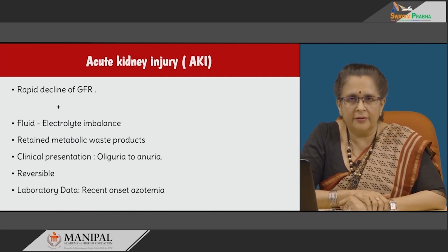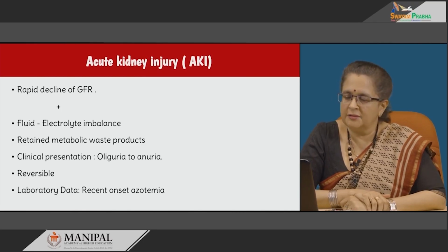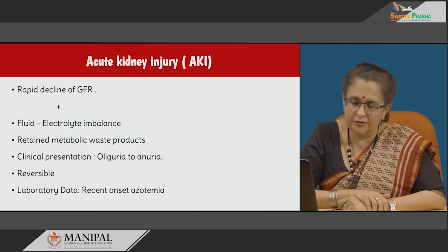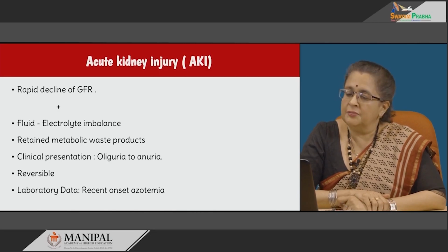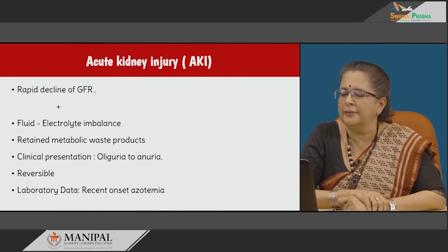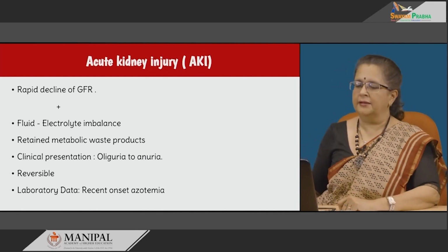So oliguria is when the volume of urine reduces beyond 500 ml according to some researchers, and 400 ml per day according to some researchers. Anuria actually means no urine production, but it has been defined as anything which is less than 100 to 150 ml per day. And remember that acute kidney injury is reversible.